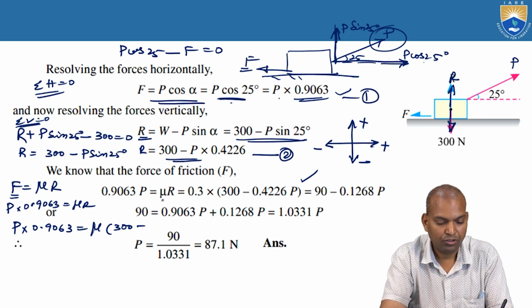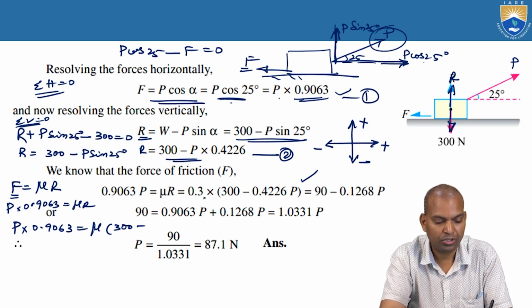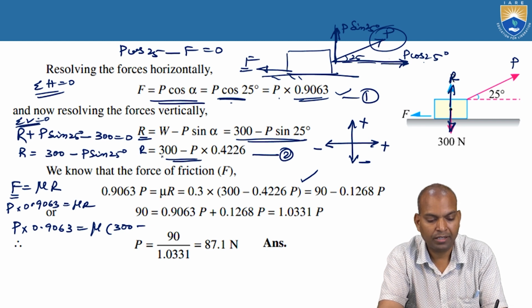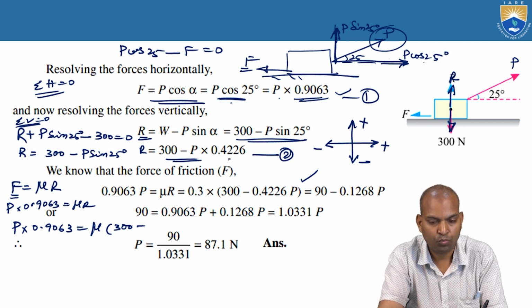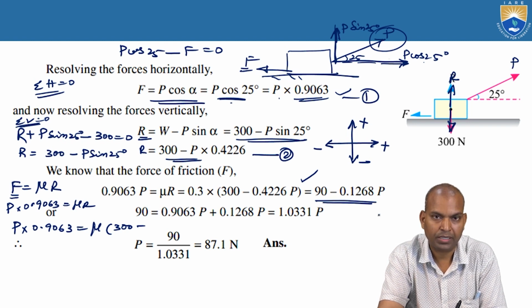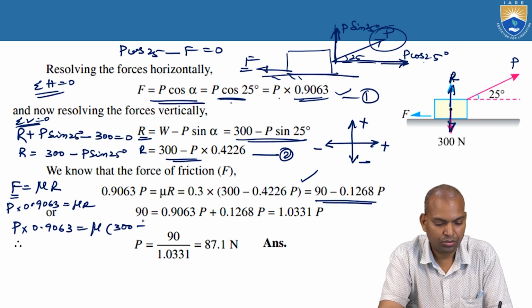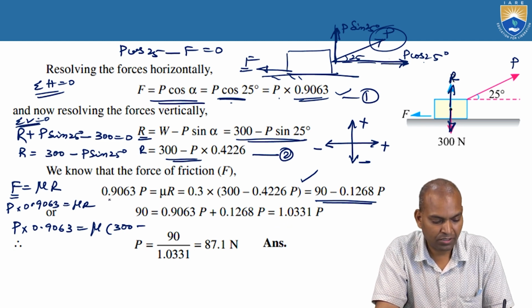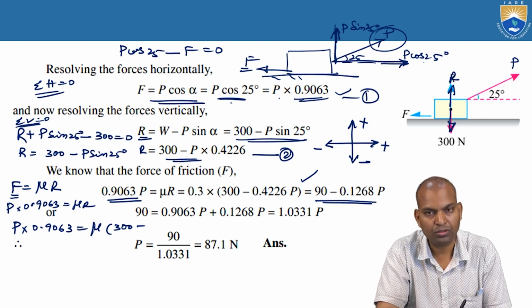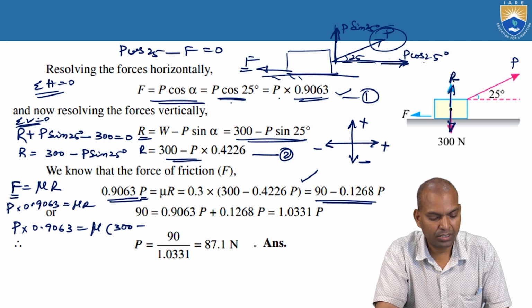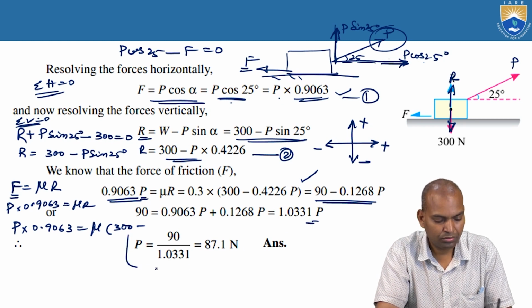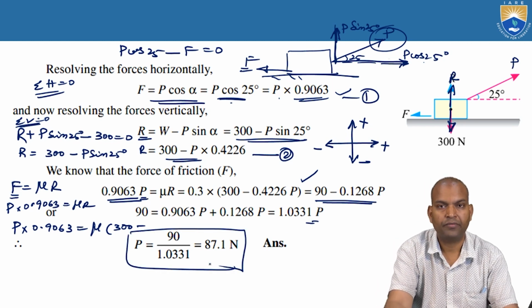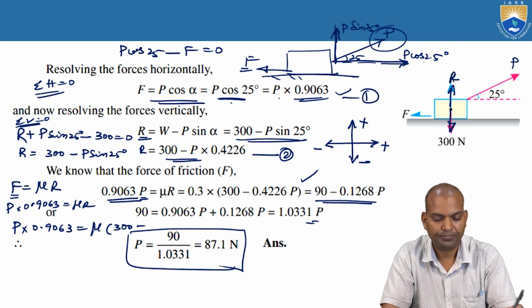Now, mu times R, mu is 0.3, times R equal to 300 minus P times 0.4226. So, 90 minus 0.1268 P. If we simplify it, we can get the unknown P. From this equation, 0.9063 P equal to 90 minus 0.1268 P. From that, P equal to, if you simplify it, we'll get 87.1 newtons.